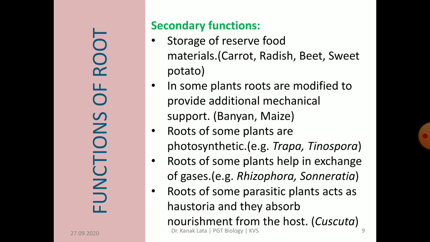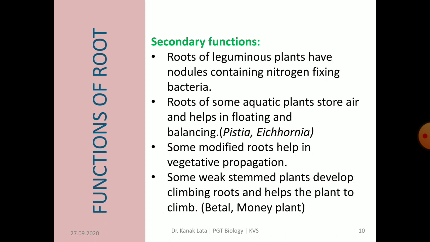Some roots are parasitic also, and they develop haustoria for absorption of nourishment from the host. It is seen in total stem parasite, the Cuscuta, which is also called Amar bale. In case of leguminous plants, root nodules contain nitrogen fixing bacteria, and this helps in fixation of nitrogen.